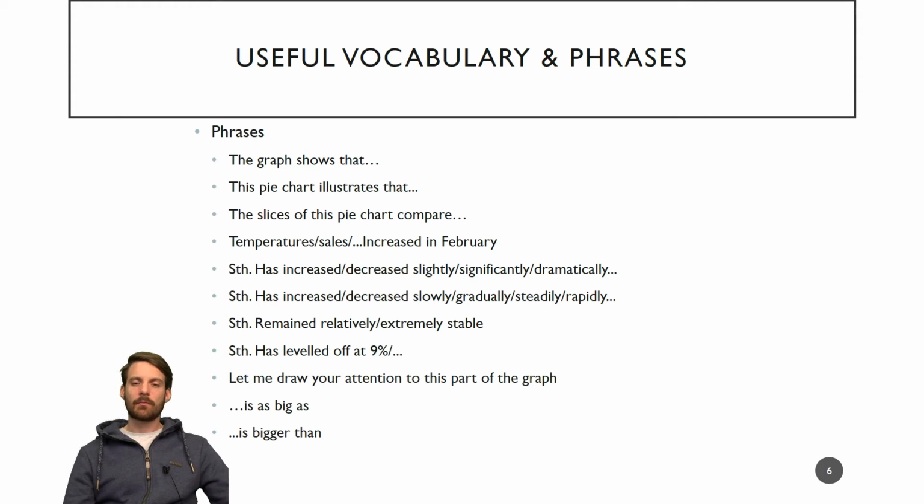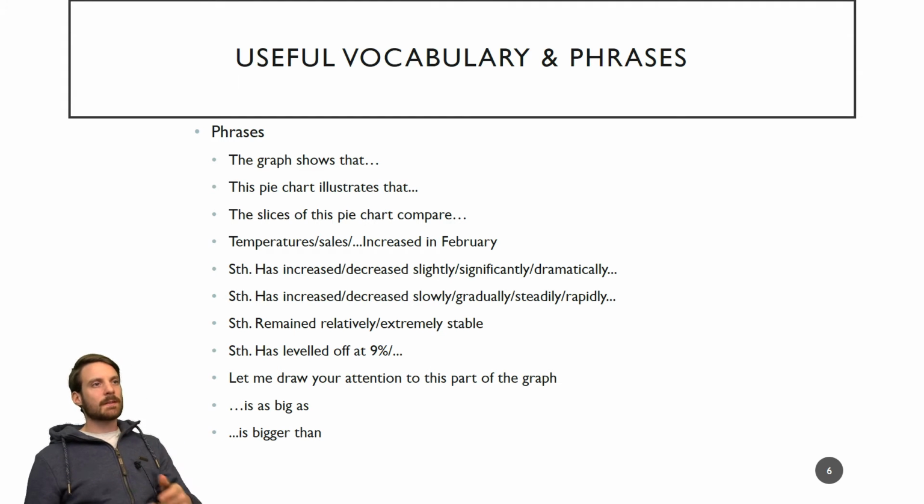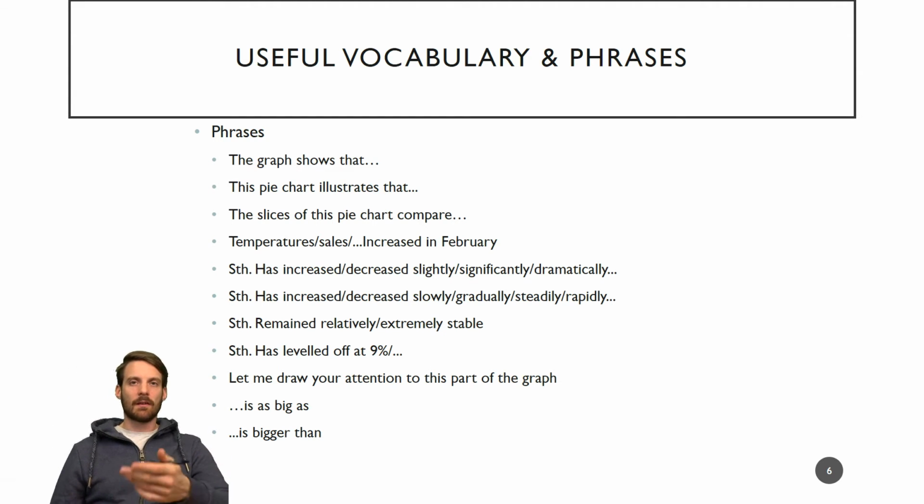Something can level off. So let me draw your attention to this part of the graph. "Is some sort" is a useful phrase, since you won't discuss the same thing over and over. So the same amount of sales, for example, in February, because you want to describe the whole graph. So you can then use a phrase like, let me draw your attention to this part of the graph. This part shows this and this.